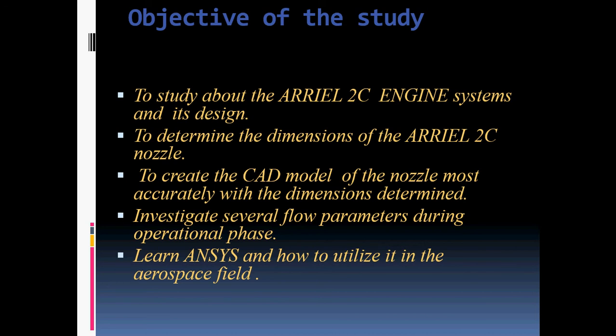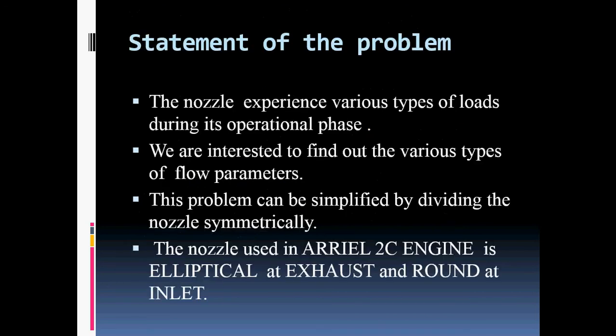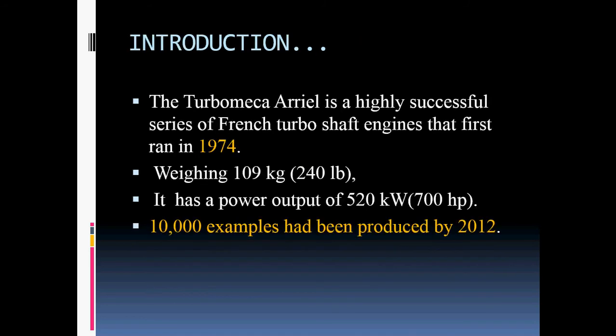The statement of the problem: the nozzle experiences various types of loads during its operational phase. We are interested in finding out the various types of flow parameters. These problems can be simplified by dividing the nozzle symmetrically. The nozzle used in the Ariel 2C engine is elliptical at the exhaust and round at the inlet.